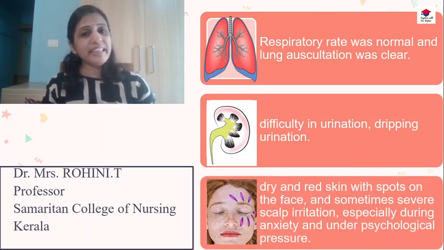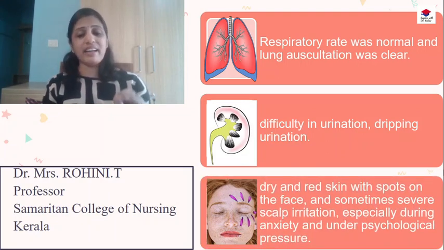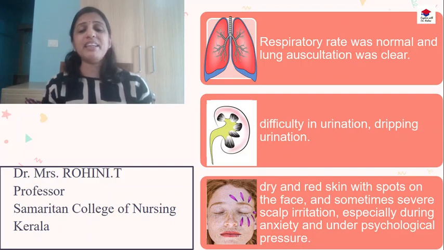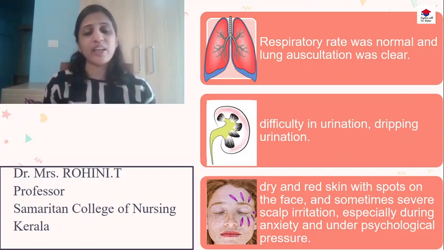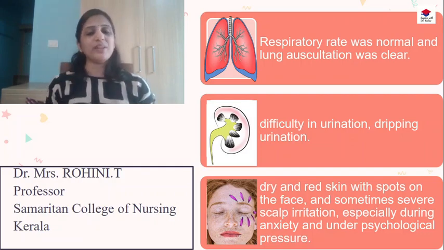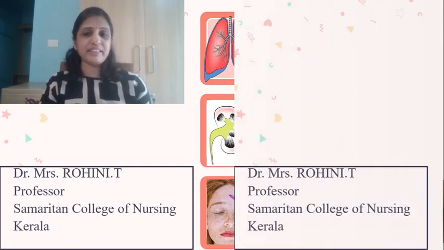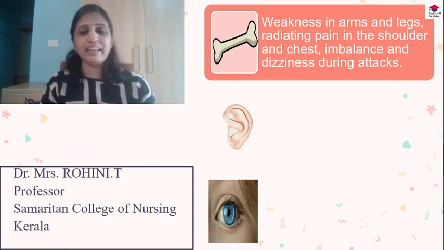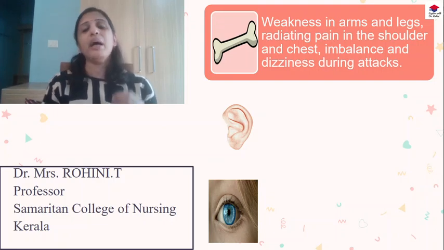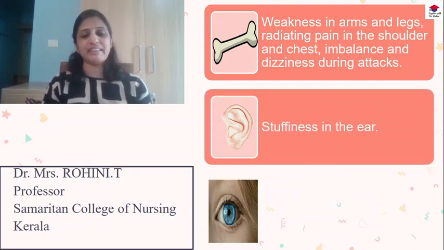Coming on to her integumentary system, I found that there is red skin with spots on the face. Sometimes she has scalp irritation, especially whenever she is having emotional or psychological pressure. Her itching is found to increase. So that is in her integumentary system. Coming on to the musculoskeletal system, there is weakness in arms and legs, radiating pain in the shoulder and chest, imbalance and dizziness during attack. So she is having a problem in her musculoskeletal system.